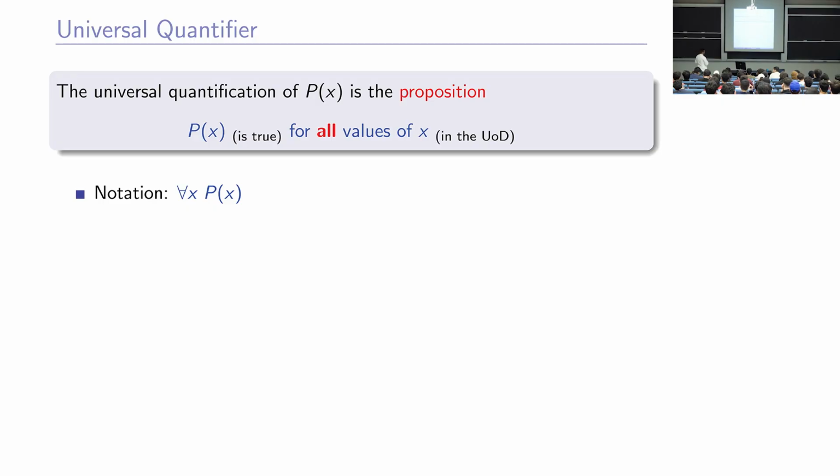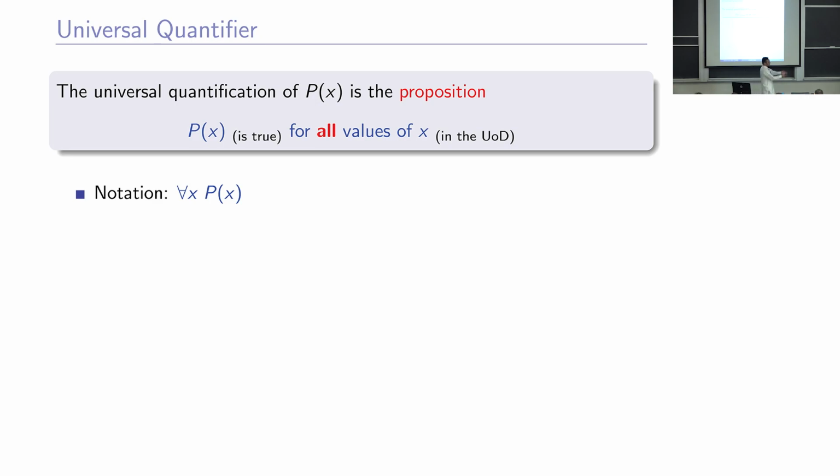So, the universal quantification of this predicate P of x is this proposition. When I want to say that this predicate, this property, is true for all x, or that P of x is true for all values of x, of course, by all values of x, I mean all values within the universe of discourse. This type of statement is made with so-called universal quantification.